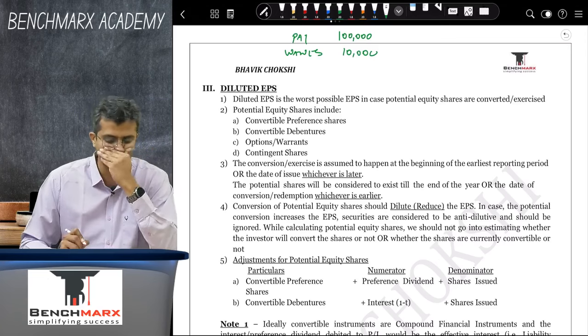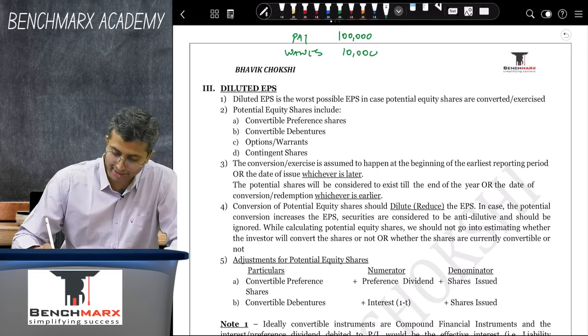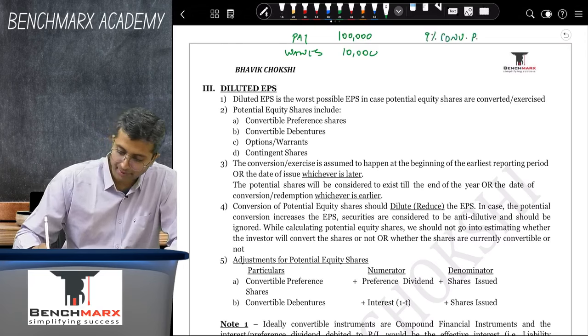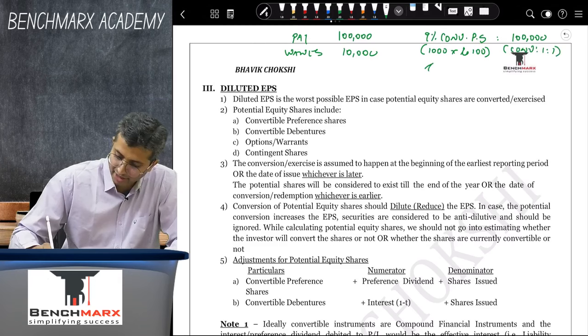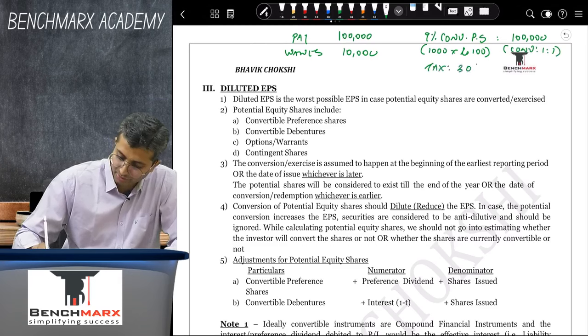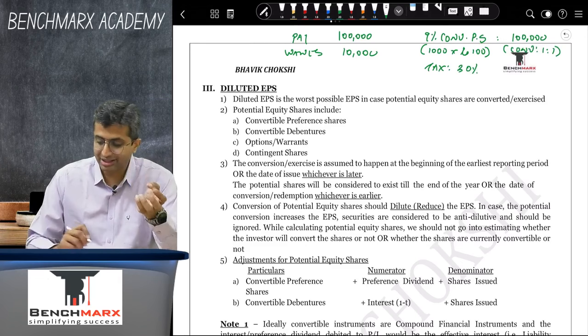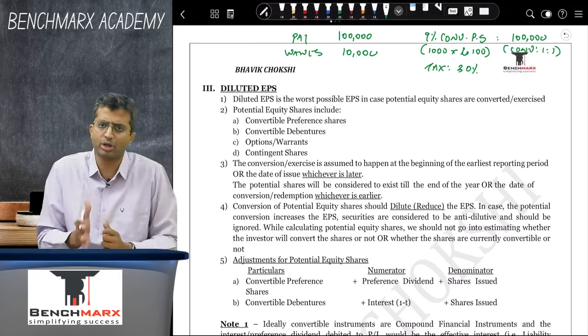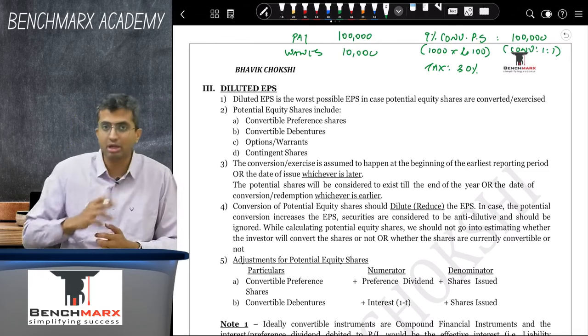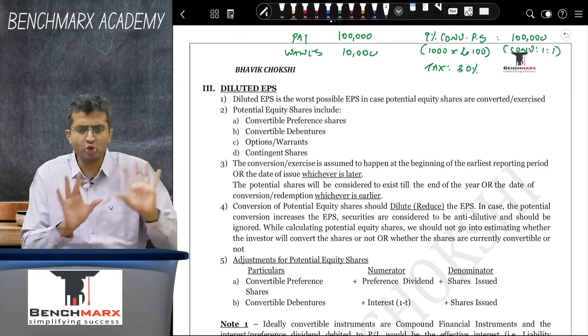then the basic EPS is rupees 10. If it also has, let us say, a 9% convertible preference share, which is worth 1 lakh rupees. These are, let us say, 1,000 preference shares of rupees 100 each, and the conversion ratio, for example, is 1:1, and the tax rate, for example, is 30%. So over here, if these preference shares were to be converted into equity shares, the next question is from when will they be converted? Well, they will be assumed to be converted from the start of the year or the date of issue, whichever is later.